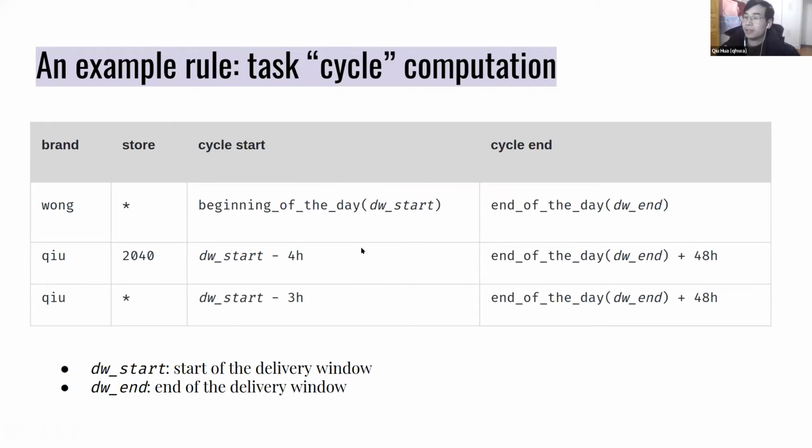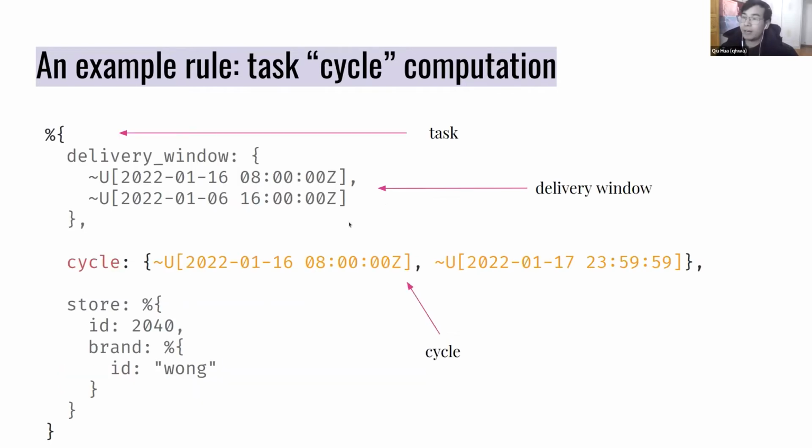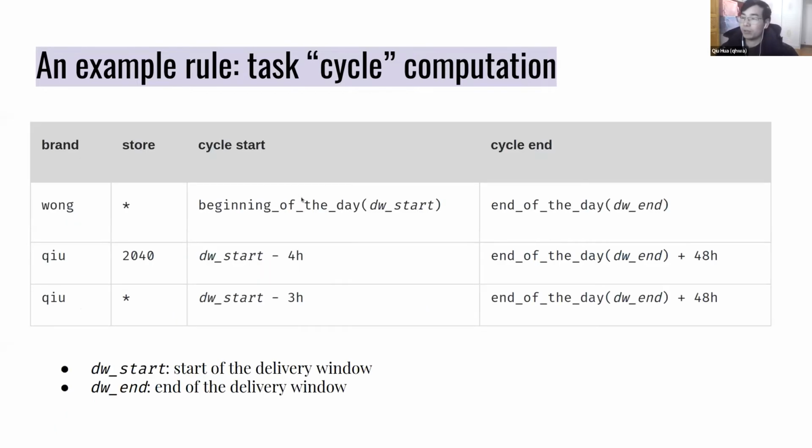And here's an example rule. It looks like this. For this brand named Wang, and for any store under this brand, the cycle starts at the beginning of the day of the delivery window start time, and the cycle ends at the end of the day of the delivery end time. So we have two timestamps inside the delivery window, and we compute the cycle start and cycle end.